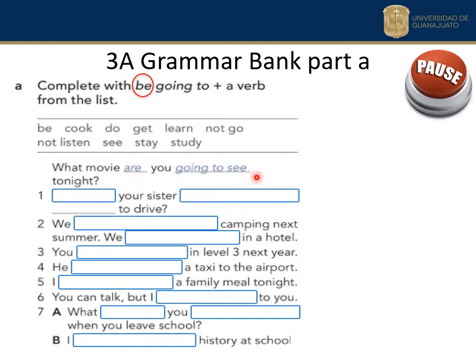¿Ok? El verbo no se modifica, el verbo principal aquí sería see, el auxiliar es going to, y lo único que cambia es el verbo to be, que es parte del auxiliar, ¿ok? Recuerden que aquí los auxiliares es be, going to, estas tres palabras, pero la única que va a cambiar es be, dependiendo del sujeto. Okay, so right now you can pause the video so you can complete this activity.